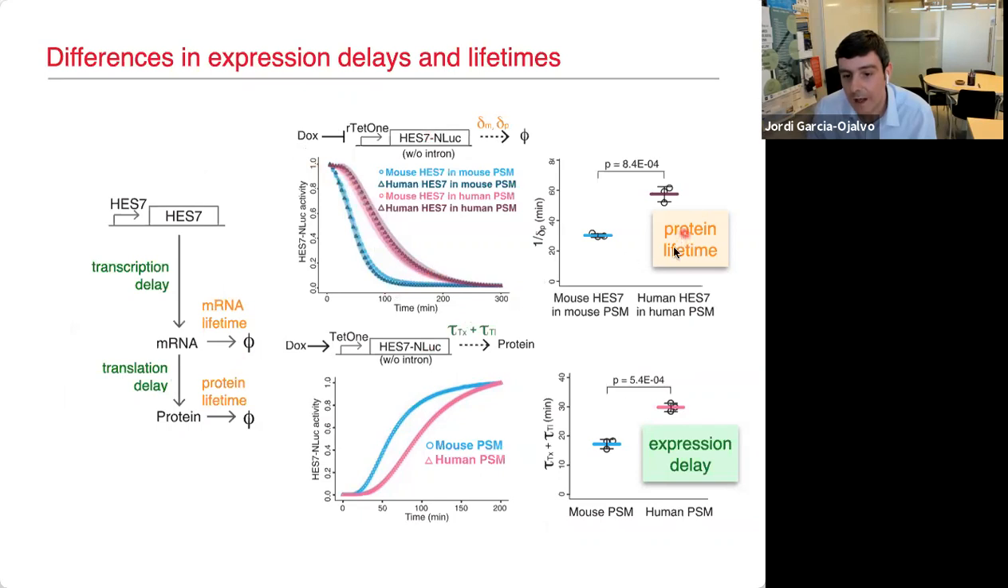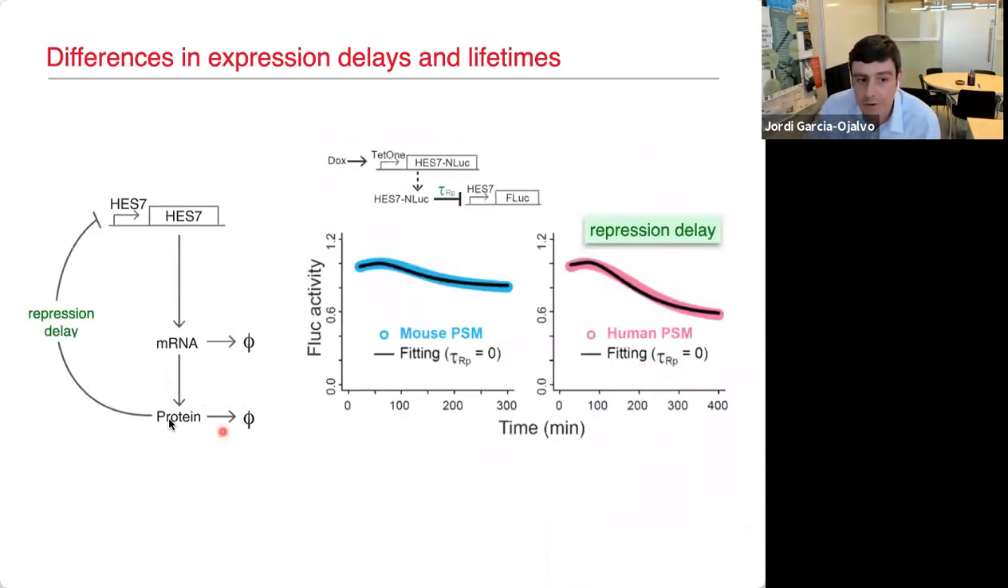And then we can obtain the lifetimes. For instance, one of the things that we can measure is the lifetime of the protein, so we have a parameter that we can use in our model. And we can also measure the delay in the expression experimentally, fitting with these models, okay? And we see that in both cases, for humans, the lifetime of the protein is larger, and the delay in the expression is larger. This is clearly a difference, okay? It's clearly statistically significant.